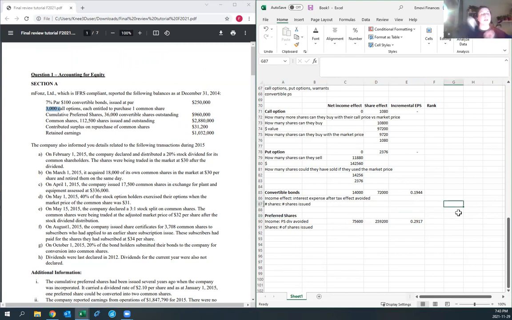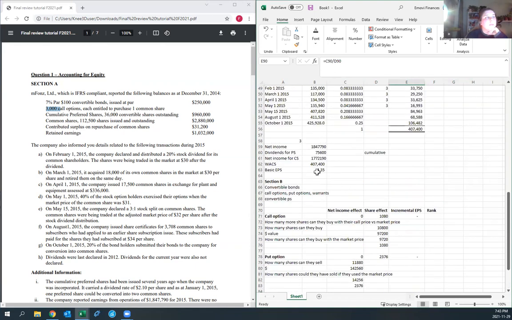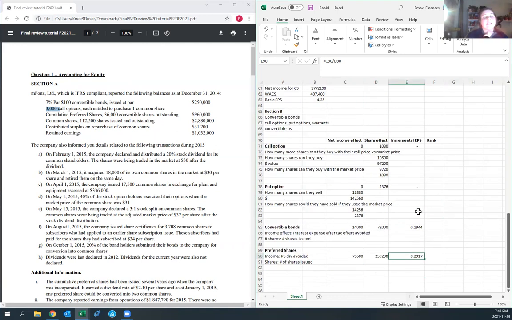So we've done all our potential dilutive securities, and then we're going to rank them. How we rank them? We rank them from the smallest to the biggest. And if, for example, the incremental EPS is bigger than your basic EPS, it's an anti-dilutive security. What that means is that instead of decreasing your EPS, it's going to increase it. So it's good for your common shareholders. So we're not going to take it into consideration in our dilutive securities. If that happens, you just don't put it in the rank. You just put it aside.